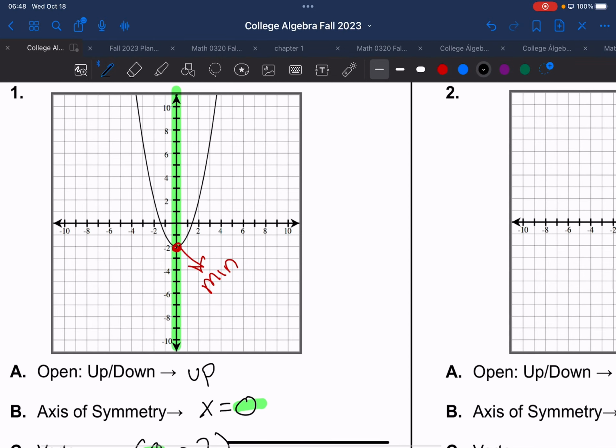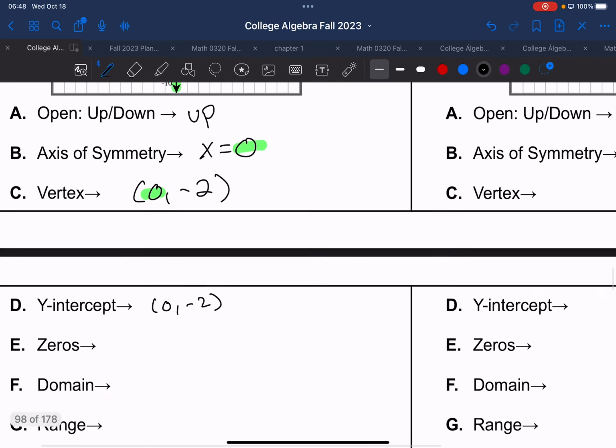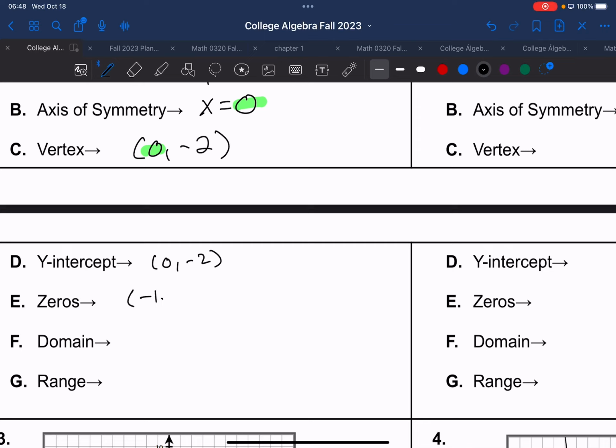And again, the zeros are another name for what? The x-intercepts. So how many x-intercepts does this problem have? 2. So what are the 2 x-intercepts? Good. We have it at one at -1.5 because it's in between, and then one at +1.5. But we need to write those as points. So it's going to be (-1.5, 0) and (1.5, 0). So the positive and the negative.